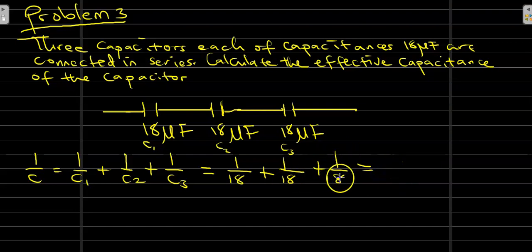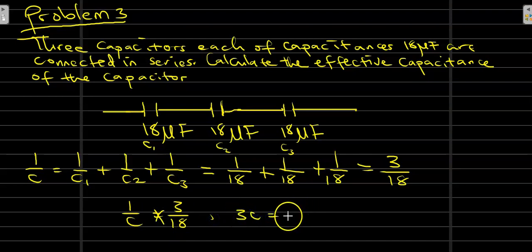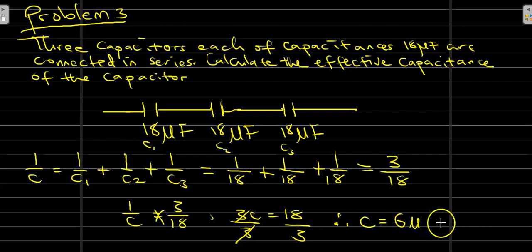When you calculate it collectively, you are going to have 3 over 18. Therefore, we have 1 over C is equal to 3 over 18. If you cross multiply, you are going to have 3C is equal to 18. Divide both sides by 3, and 3 will cancel 3. Therefore, C is equal to 18 divided by 3, which is going to give us 6. This is the capacitance, so we have 6 microfarad. This is our final answer. Let us move to the next question.